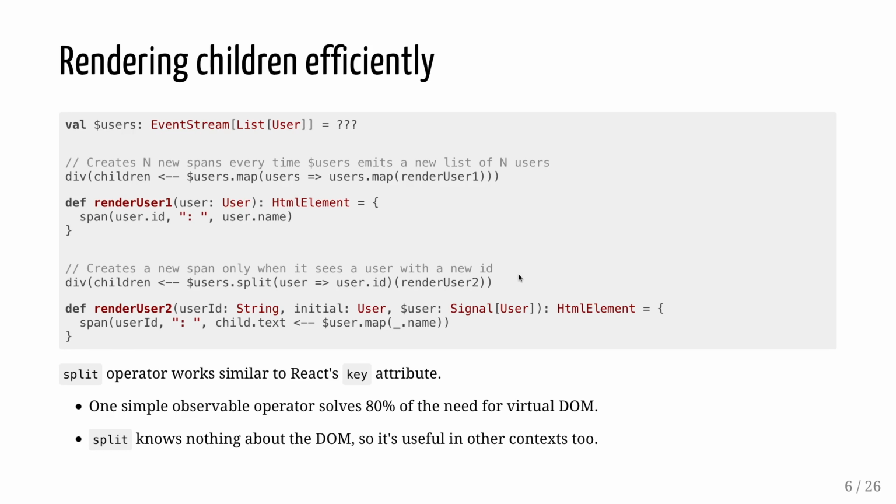Rendering lists of children elements efficiently is really hard. This is probably one of the most challenging performance problems for UI libraries. And to clarify what I'm talking about, say you have a list of users, maybe 1,000 of them, and it updates over time with some user names updating or adding new users, removing users, rearranging them. This is the kind of thing that is really hard to render efficiently without a special algorithm. So in React, that would be virtual DOM. Laminar doesn't have virtual DOM, but we have something else.